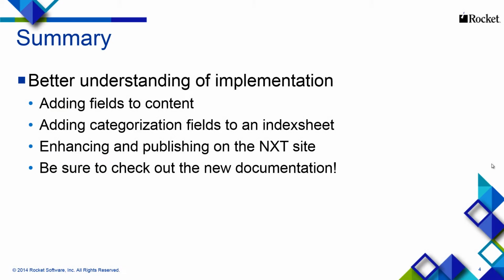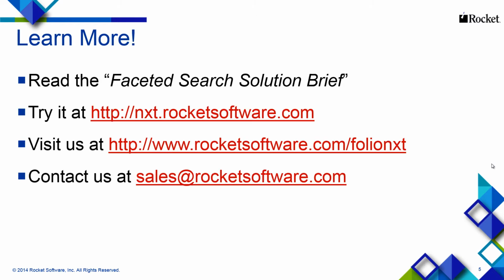So hopefully after going through that exercise, you now have a better understanding of how we add fields to our content. So in our example, we used standard HTML files and then just added our own custom tags to it. And then how we treat those fields in an index sheet by matching on them and assigning the rules. And that gives you an idea of how to enhance your existing content and publish these facets on your NXT site. And we'll definitely have great documentation that will go into this in greater detail for you.